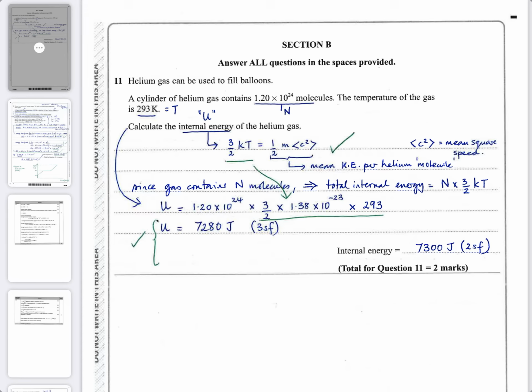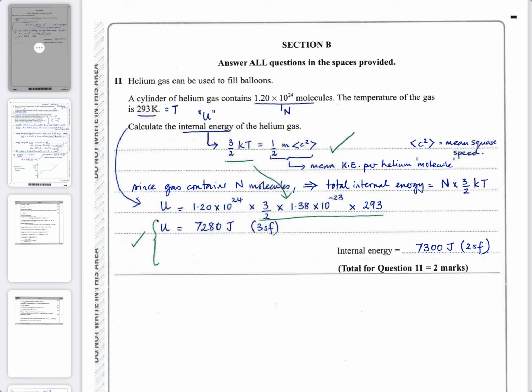So Section B. Answer all questions in the space provided. Question 11. Helium gas can be used to fill balloons, and a cylinder of helium gas contains 1.20 times 10 to the 24 molecules. So that will be N in our equations. The equations are back at your formula sheet, so you need to know which equations to use. And it says the temperature of the gas is 293 Kelvin. So we know the temperature, we know N.